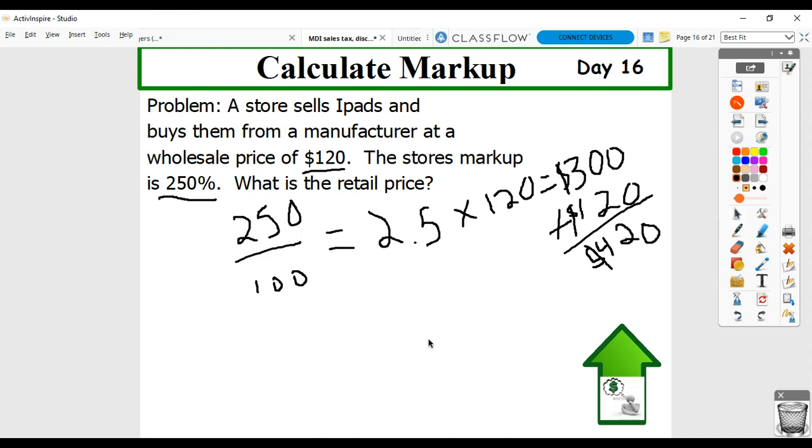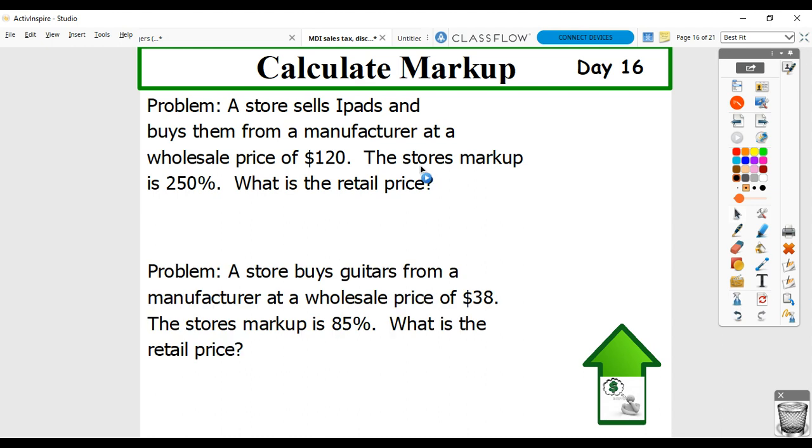All right, let's go ahead to problem 2. Clear this off. A store buys guitars from a manufacturer at a wholesale price of $38. The store's markup is 85%. What is the retail price? Go ahead, take a few minutes. Again, this is a typical percent problem. So I have $38 and 85%. Go ahead and solve it like normal.